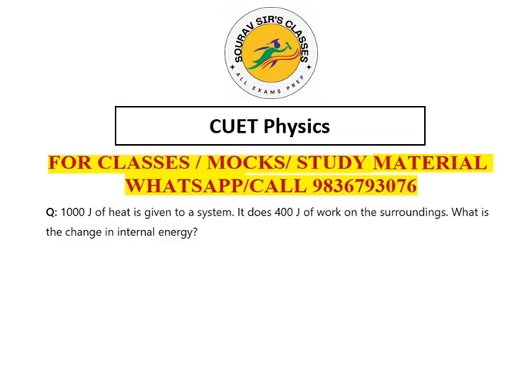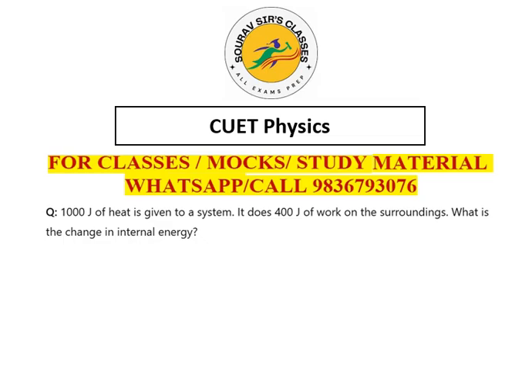Let's solve one problem from CUET physics, thermodynamics first law, right? So the question states that 1000 joule of heat is given to a system. It does 400 joule of work on the surroundings. Then what is the change in the internal energy, right?